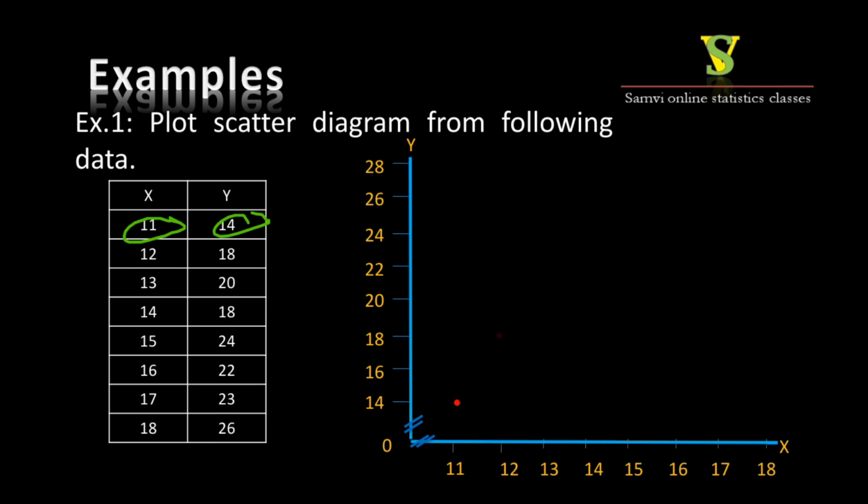Next, similarly you put the point for the next one, that is 12, 18. Next 13, 20, then 14, 18. Next 15, 24, then 16, 22, 17, 23 and 18, 26. Like this you have to put the points.